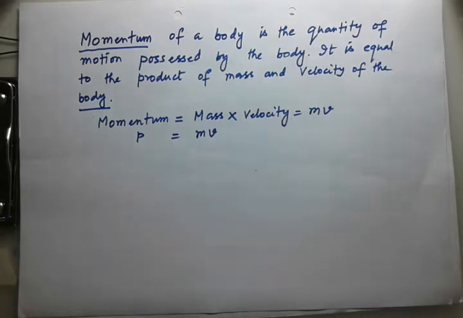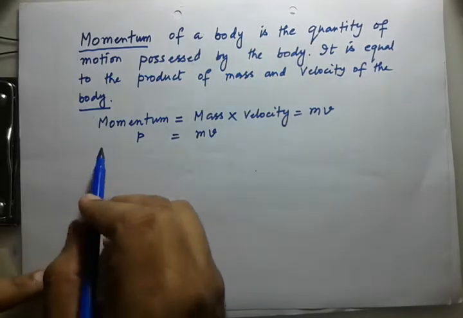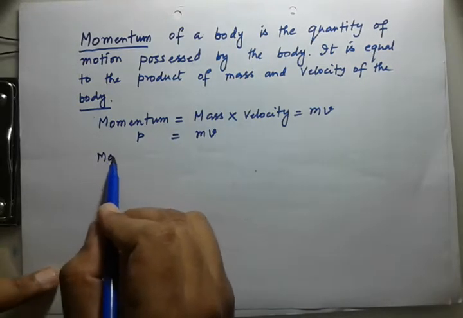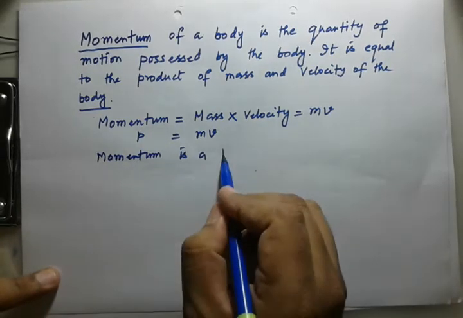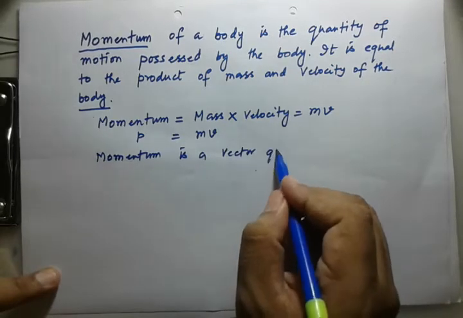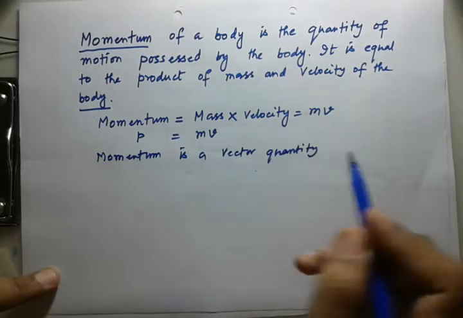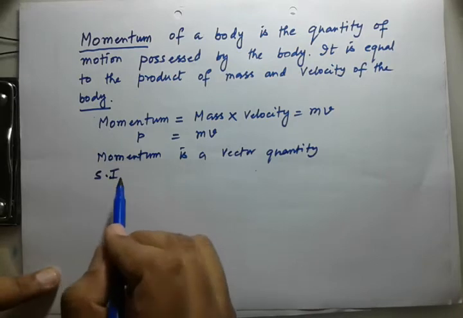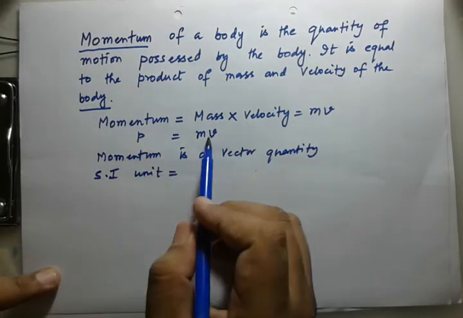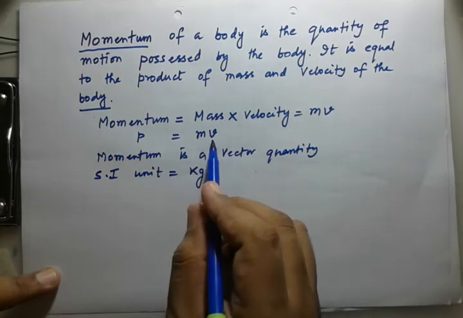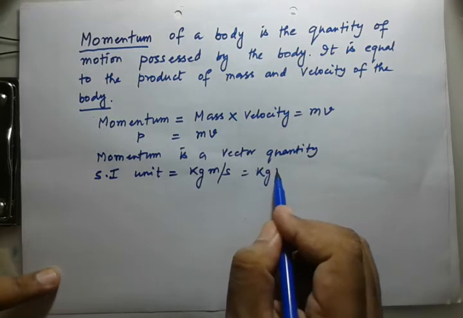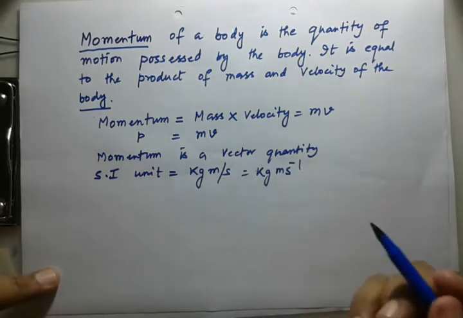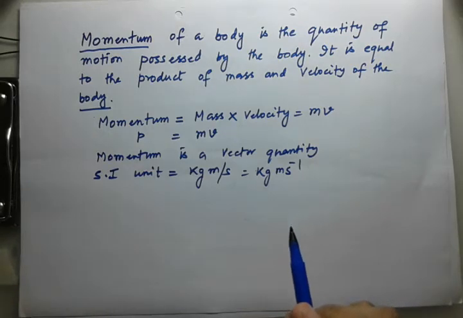Now, momentum is a vector quantity. Let's write this down: momentum is a vector. So what is the SI unit of momentum? What is the SI unit of mass? Kg. And the SI unit of velocity? Meter per second. So the unit of momentum is kg meter per second, or kg meter second to the power minus 1. So this is the momentum.